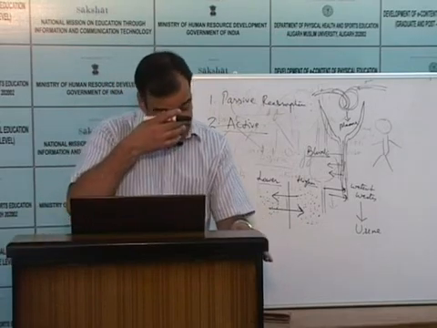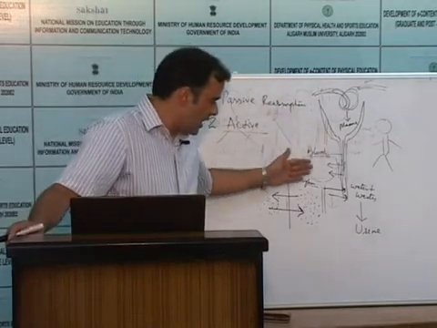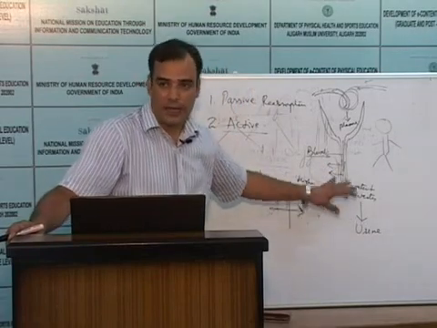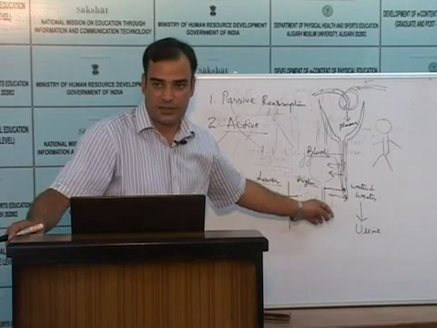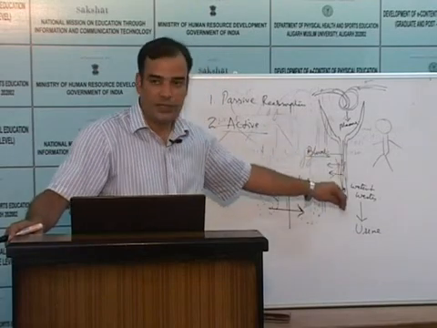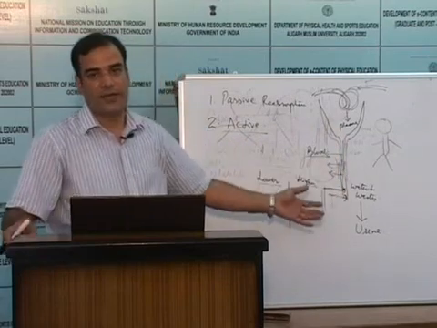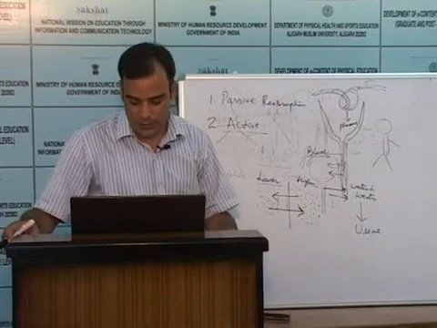Now after these three processes, that is filtration, reabsorption and tubular secretion, finally the urine is formed. Now this urine contains water and unwanted substances. From the kidneys, this urine goes through the ureters into the bladder, where it is stored and later voided to the outside through the urethra.